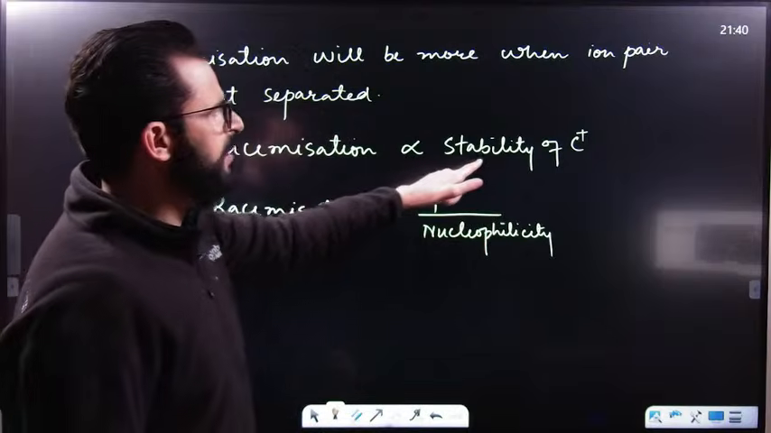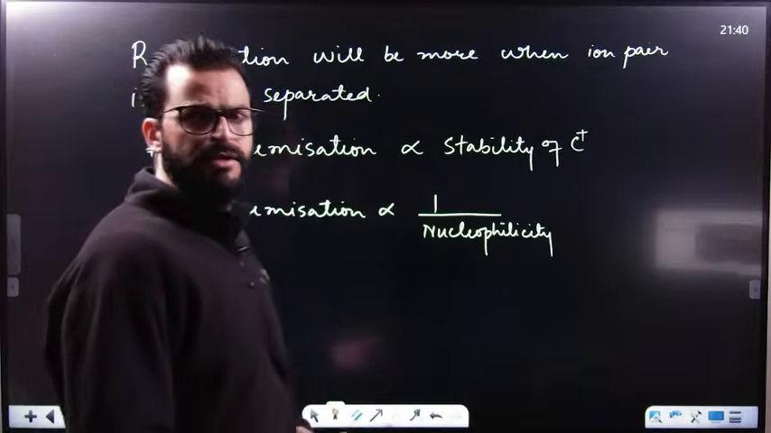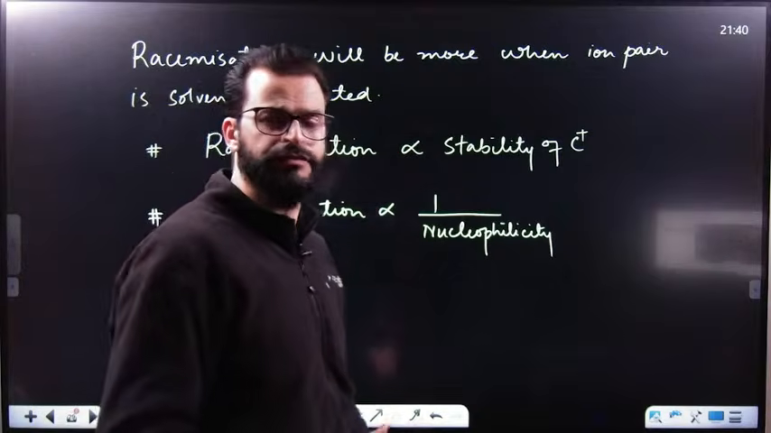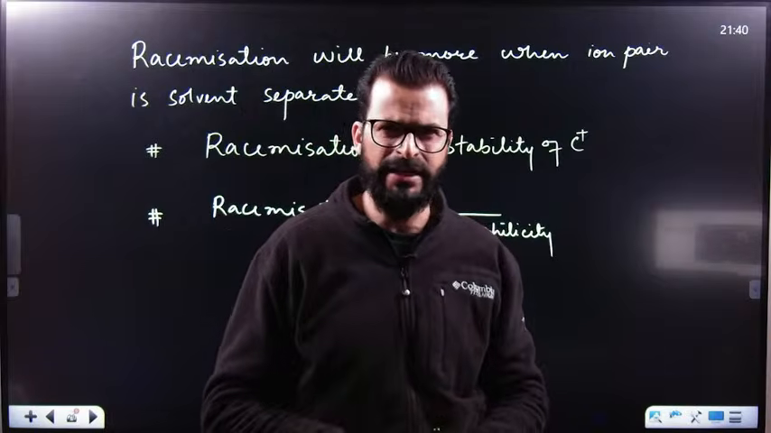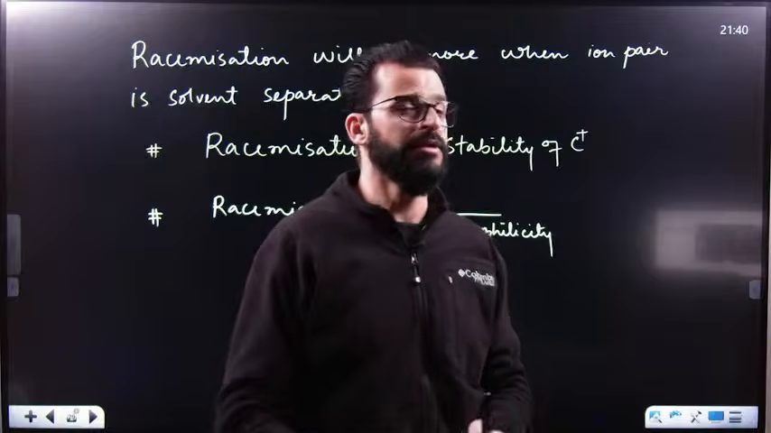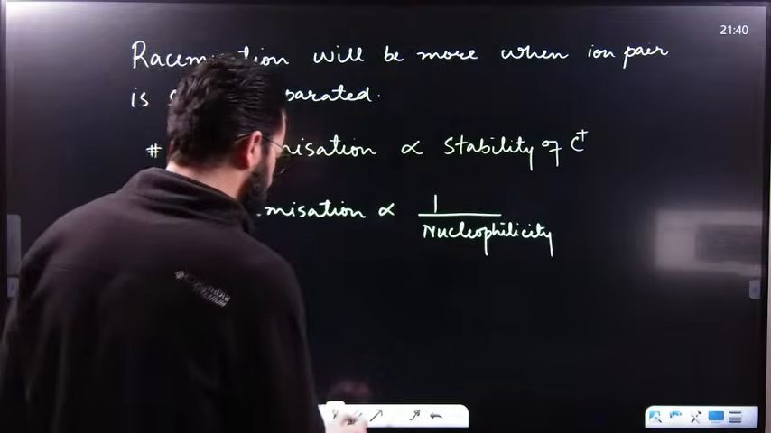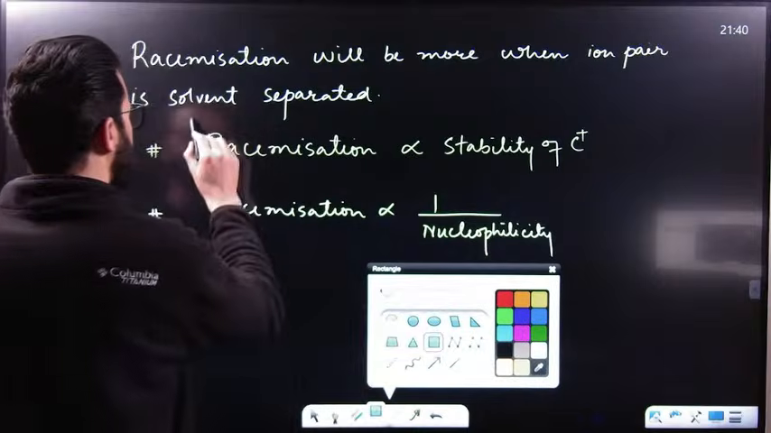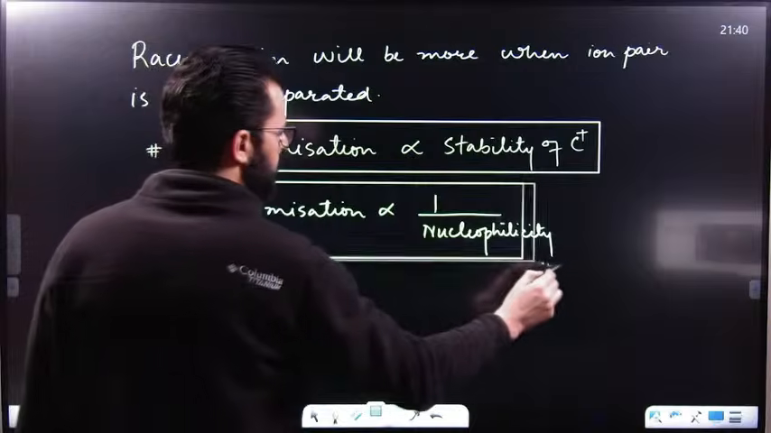Similarly, if the carbocation is more stable, it will not react with the nucleophile immediately, it will react after some time. That clearly indicates that till that time the ion pair will be a solvent separated ion pair, and hence racemization will be more. So remember these two points as well. This is point number one and this is point number two.